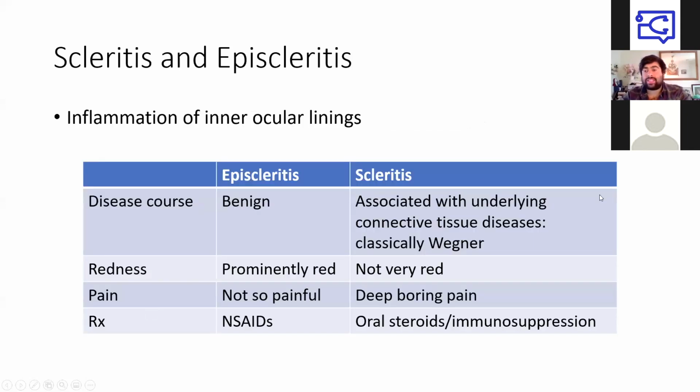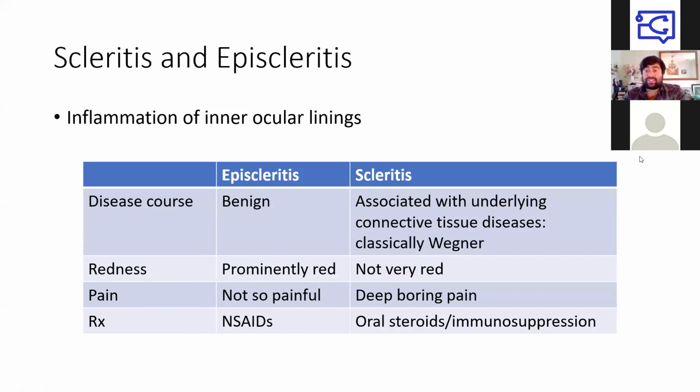So this is just a summary table that I've made of scleritis and episcleritis. Essentially, episcleritis is quite a benign condition, and this is actually the one that may be more red. So even though it's benign, it can be a bit more red. The pain is present, but it's not awful, and typically you can treat these patients with non-steroidal anti-inflammatory medications.